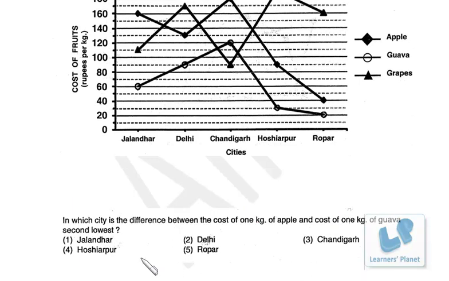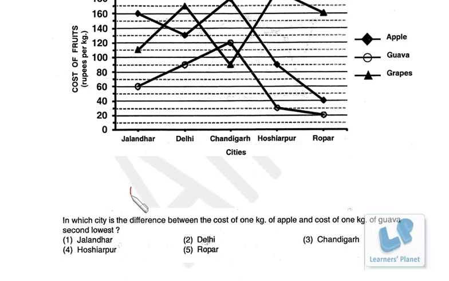Now let's see this question. In which city is the difference between the cost of 1 kilogram of apple and cost of 1 kilogram of guava second lowest? So apple is this square and guava is circle. So we need to find out the difference between apple and guava.